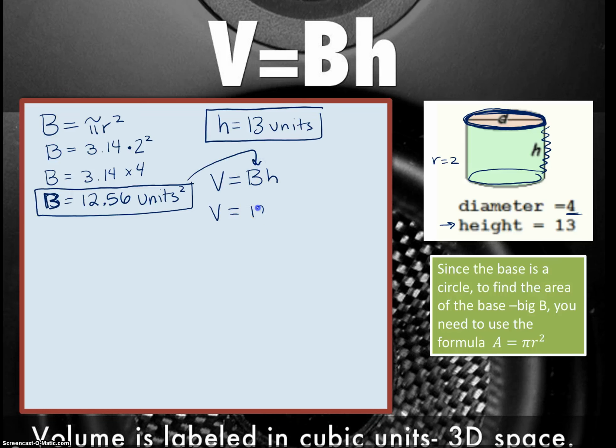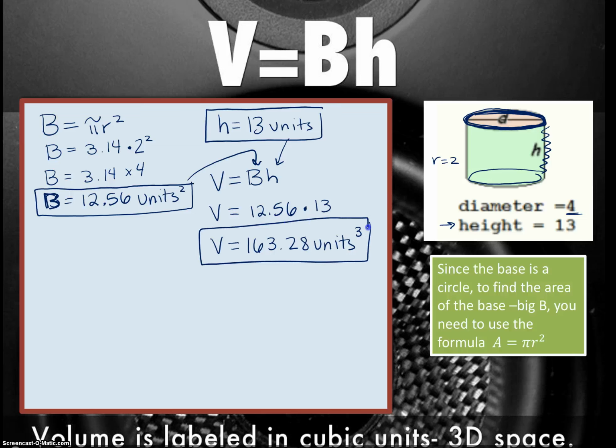I get 12.56. This is work showing substitution. Then I substitute the 13 in for height. I grab my calculator, pause the video, and see if you get the label right as well. Alright, how'd you do? So your final answer, the volume would be 163.28 units cubed.